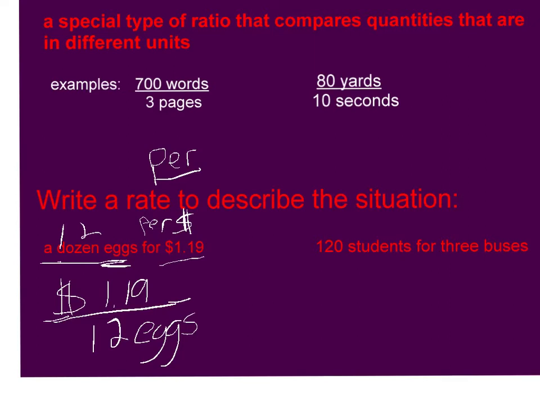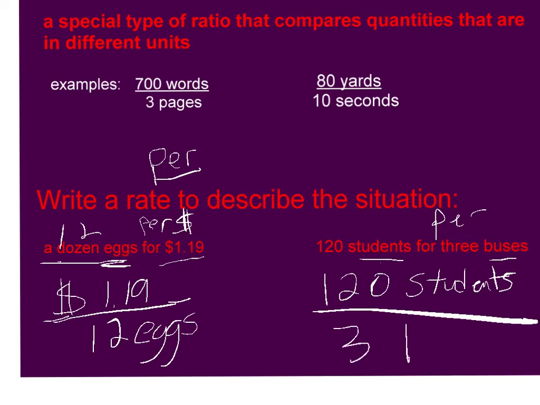My next one has students and buses. Does it make sense to say students per bus or bus per student? I would say the first one, 120 students per 3 buses. I've just made a rate and it makes sense, students per bus.